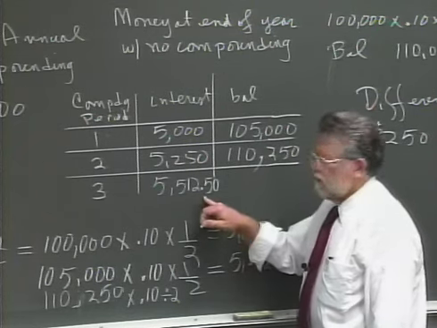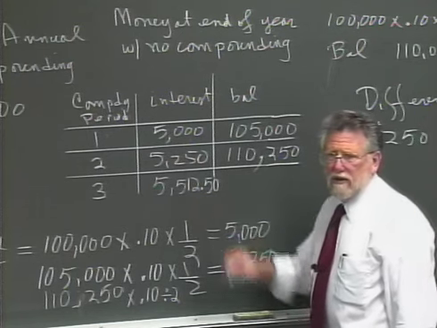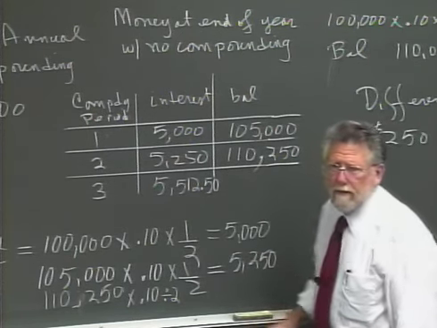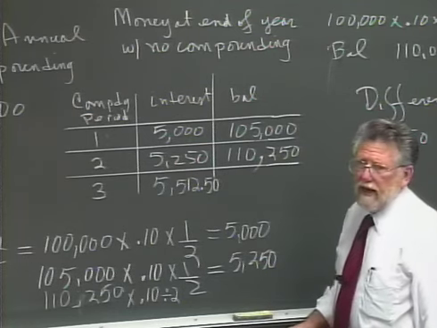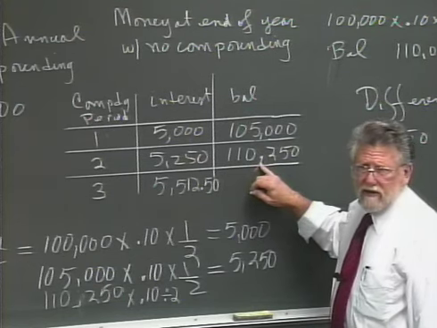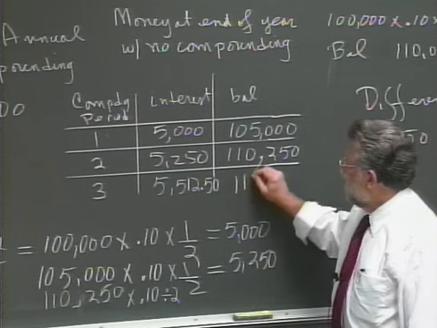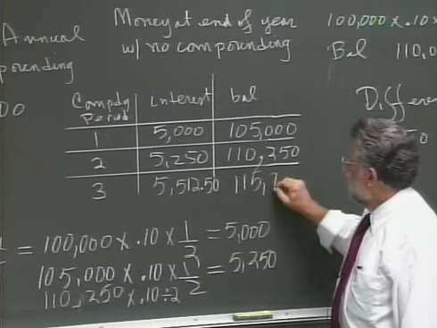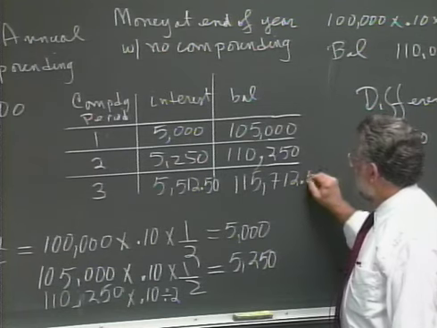5512.5. That's what I have written. We agree. Okay, so what is our new balance? No, my new balance. I have to add this on to the 110,250. So $115,712.50.